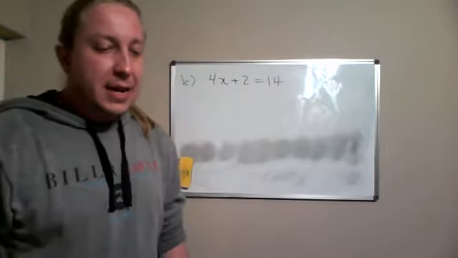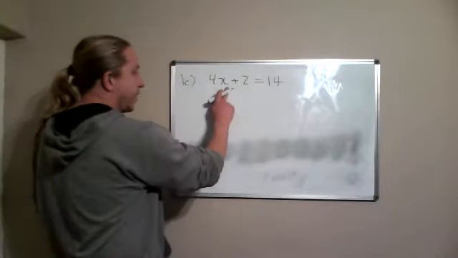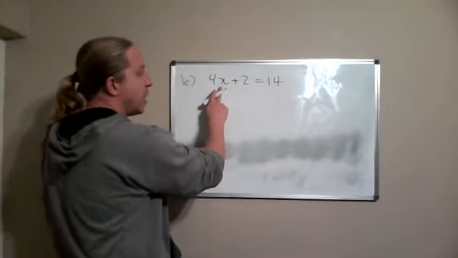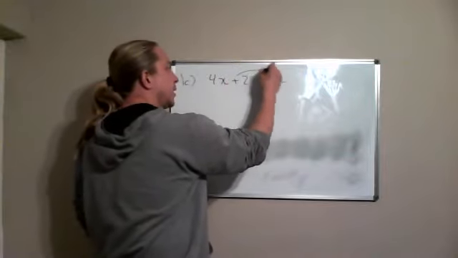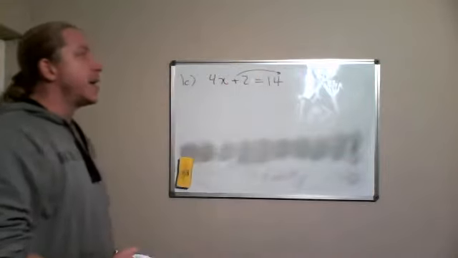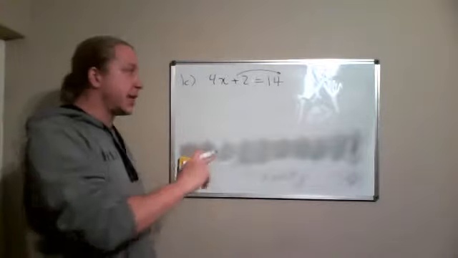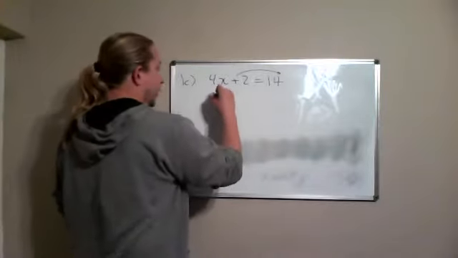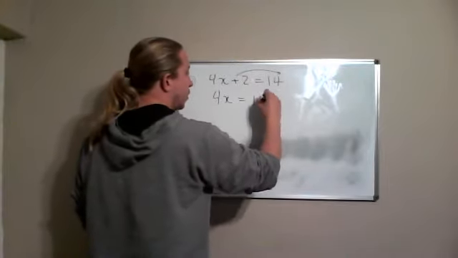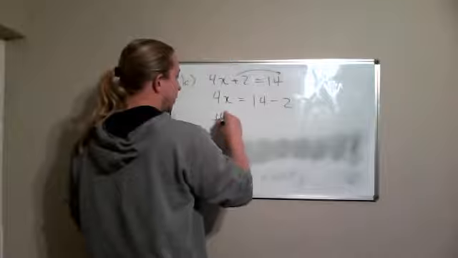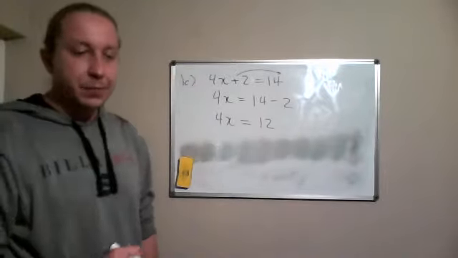Step 2, isolate the variable by adding the additive inverse. Okay, so that is the variable. We want to isolate that. We want to get rid of this positive 2. So what I'm going to do is take it to the other side, or you can think of it as adding negative 2 on both sides. Okay, so I'll get 4x equals 14 minus 2, which is 4x equals 12. Right, that is step 2.